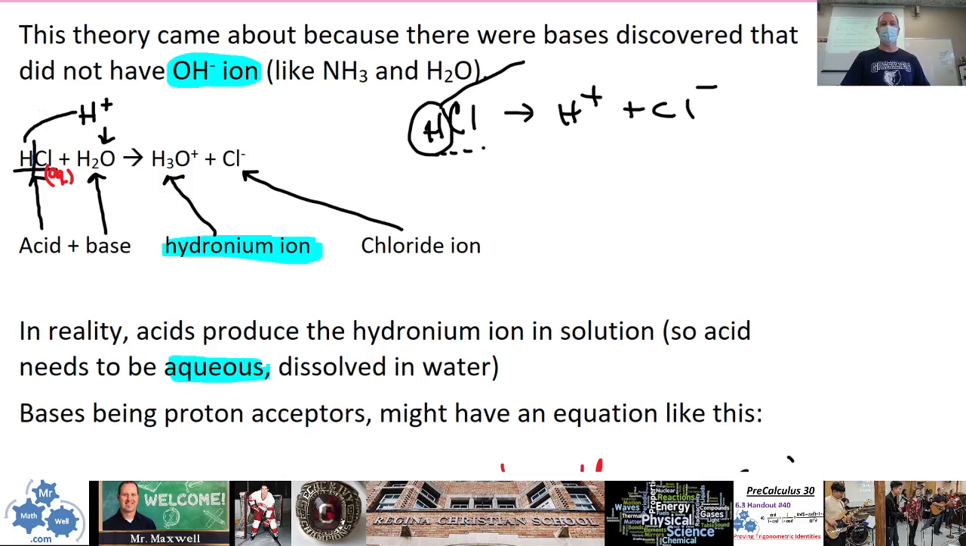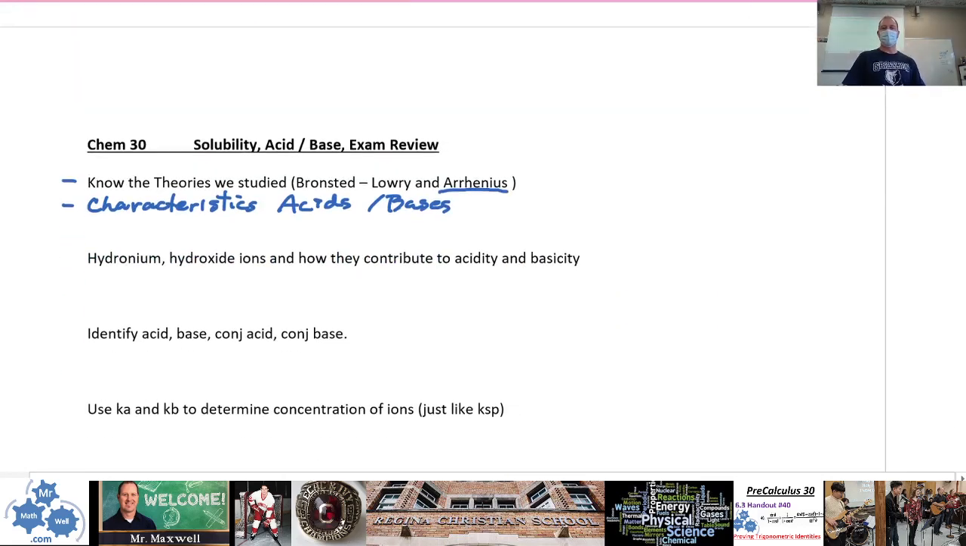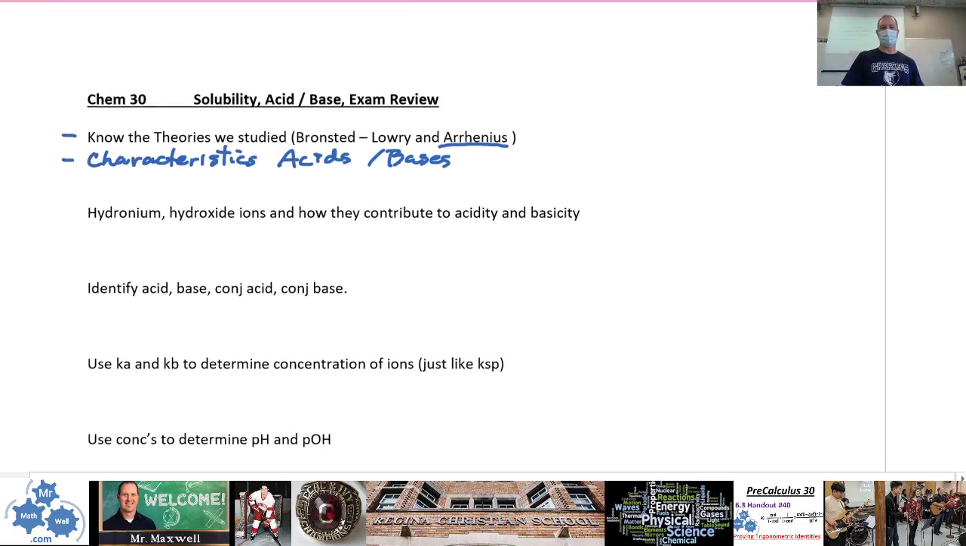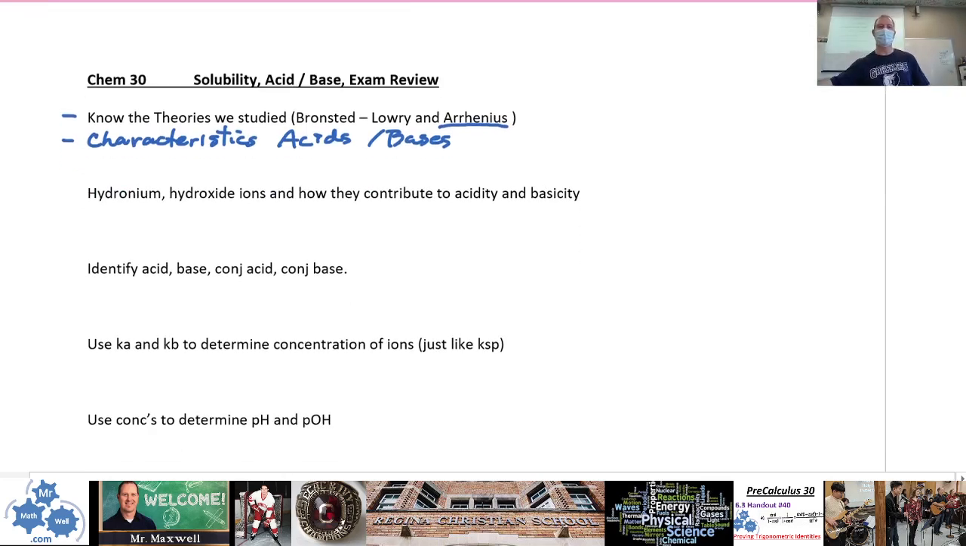And certainly if you have any questions, let me know. So the theories, make sure you got those figured out. Basic characteristics of acids and bases. All right. Hydronium, hydroxide ions. Okay. So that's a little small for you in the back, but hydronium. That's something new that we talked about.